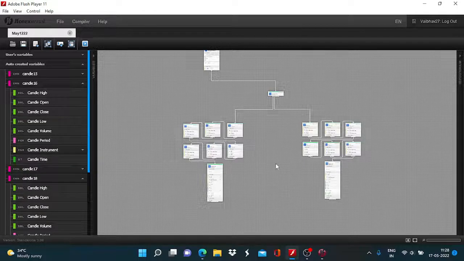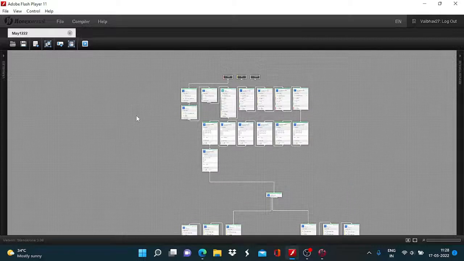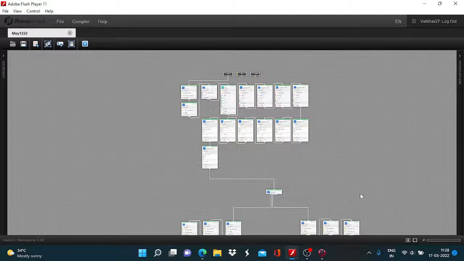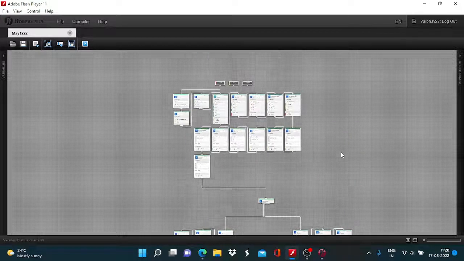Okay, so with this I am finishing this session, and I hope you have been able to understand the logical as well as the execution part of this algorithm involving the indicator Zigzag.